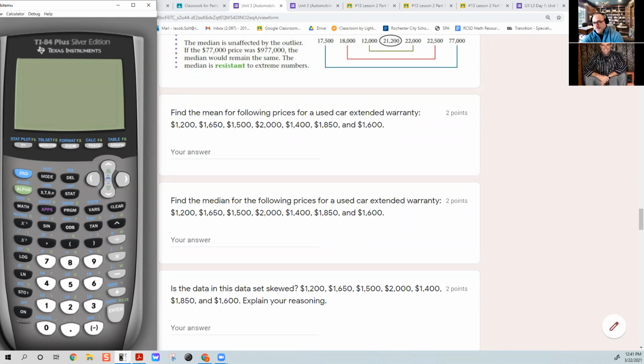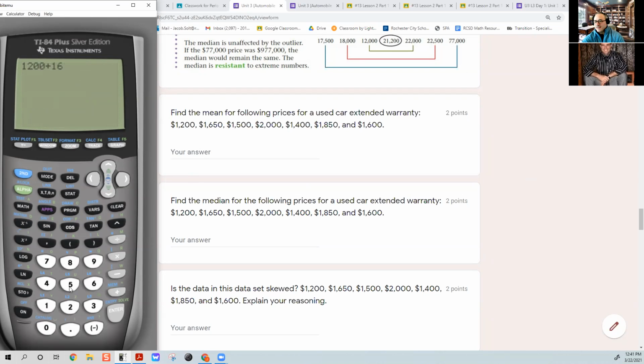All right, let me talk about it. So remember, step one, find the mean. The first step is to add up all my numbers, right? To find the mean, I need to add up all my data and divide by how many values are in the data set. So there's my 1,200.